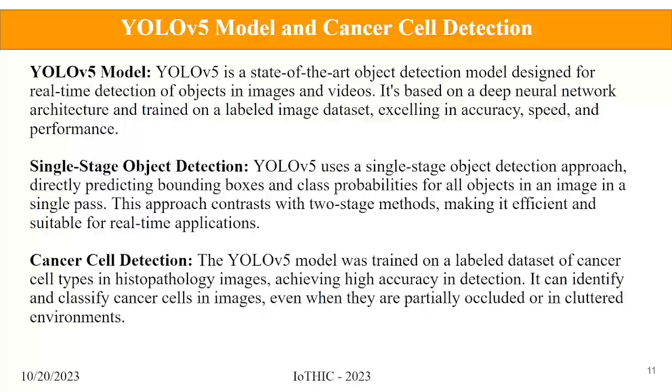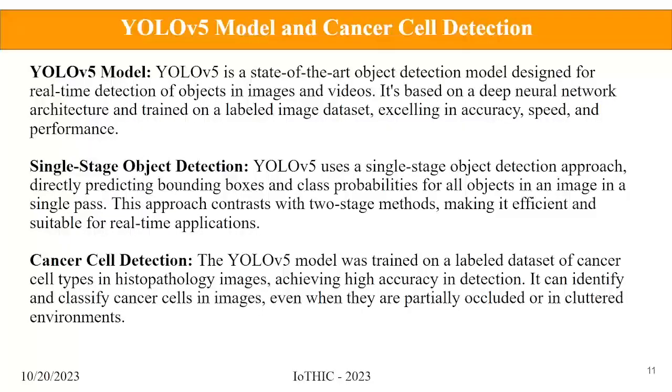So YOLO is a state-of-the-art object detection model designed for real-time detection of objects in images and videos. They also use deep neural network architectures, and they get trained on labeled image datasets. They produce a good amount of accuracy, speed and performance. YOLO uses a single-stage object detection approach where we directly predict bounding boxes and class probabilities for all objects in an image in a single pass. This approach is in contrast with two-stage methods, making it efficient and suitable for real-time applications.